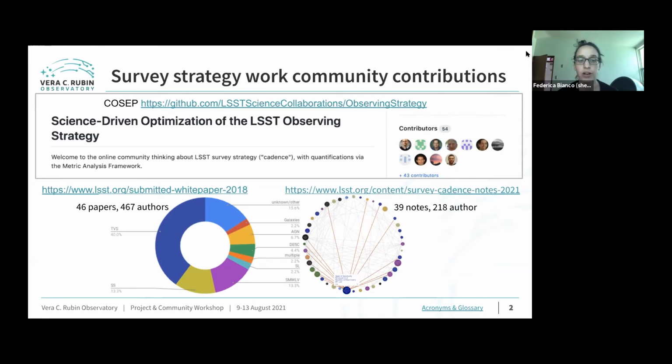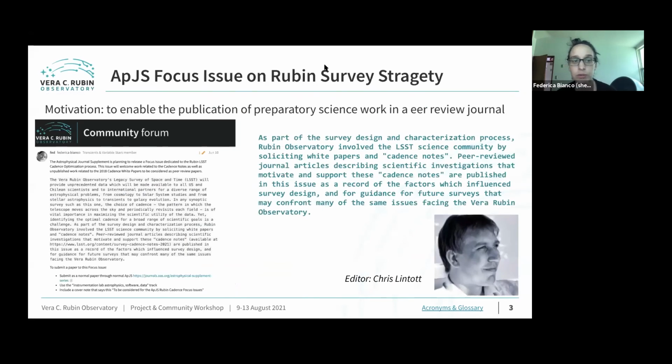Altogether, hundreds of people have worked on these contributions: 467 unique authors for the white paper, 218 unique authors for the Cadence Notes, and also, I don't have the number on the slide, but if I remember, a few hundred on the concept. The idea was to provide a venue for people to publish the work they have done and get, so to speak, traditional credit as given in academic circles, through a peer-reviewed publication that can count towards your CV.